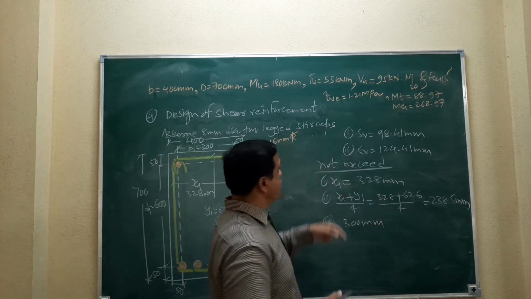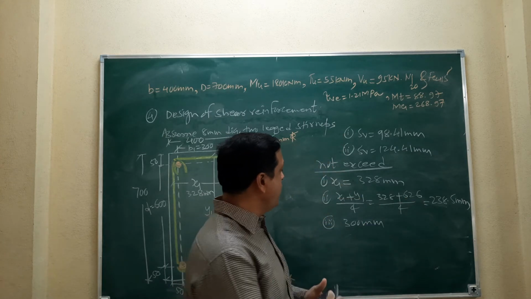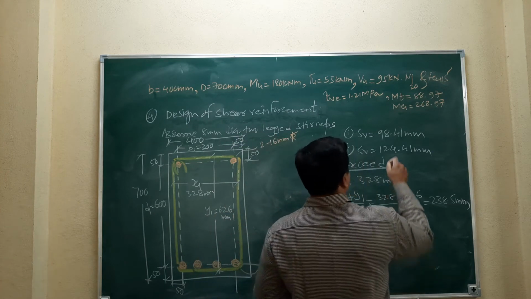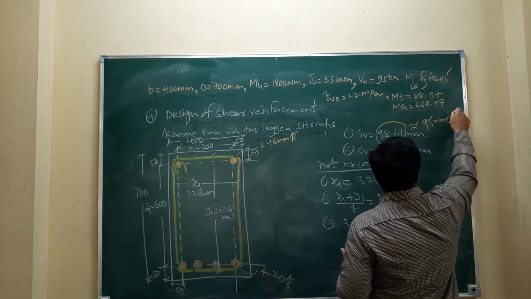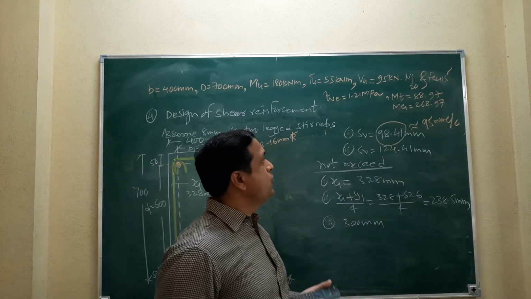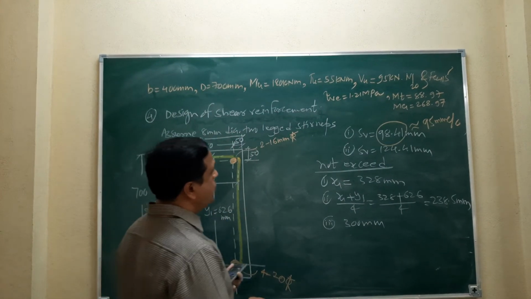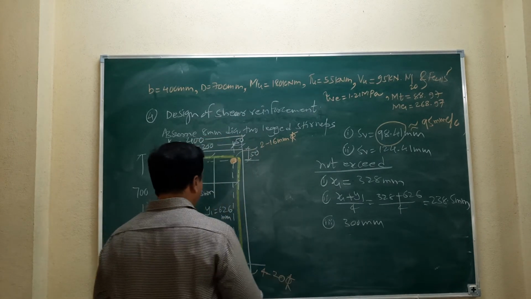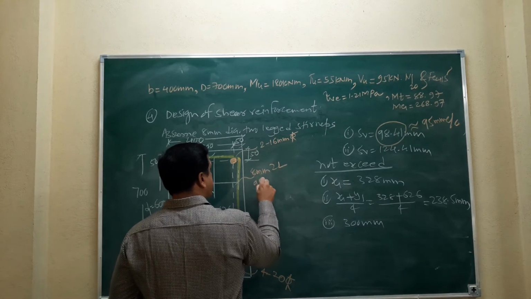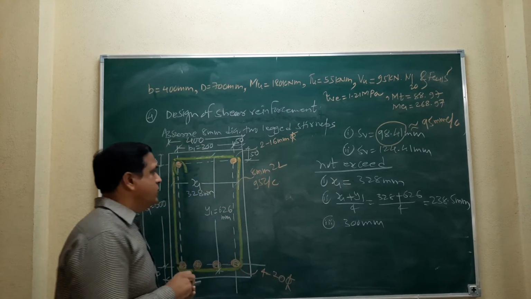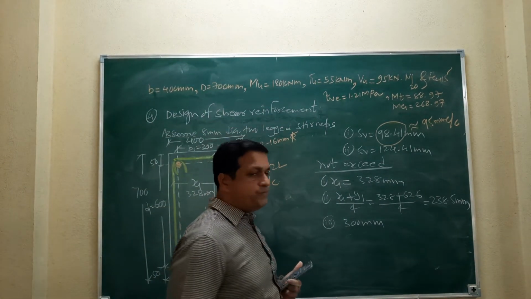Whichever is less. So we have the 5 values, 1, 2, 3, 4, 5. From that, the smallest value is 98.41. So let us say that it is 95 mm center to center. So provide two-legged 8 mm stirrups at 95 mm center to center. That means you have to write down like this: 8 mm two-legged 95 center to center. So this is your design of beam related to shear.